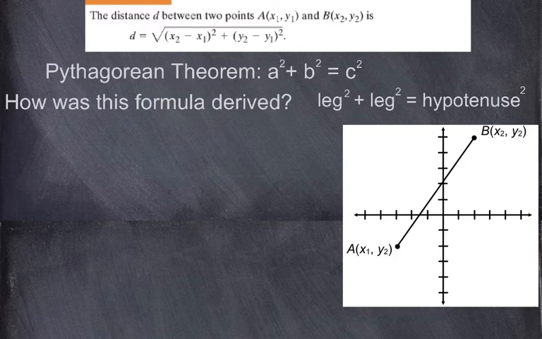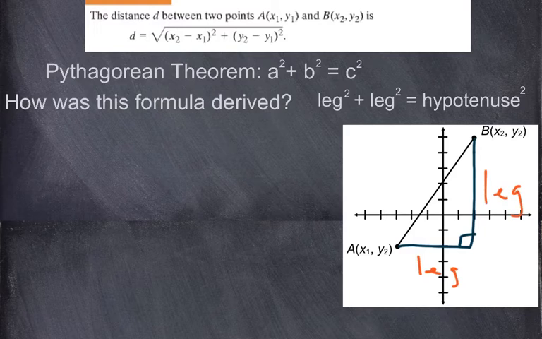Now, what that actually is on the graph is that I can create here a right triangle. A right triangle is a triangle that has a right angle, 90 degrees. The two sides that make up the right angle are called legs. And the longest side opposite that is called the hypotenuse. Okay? So here we have our formula, again: the square root of x2 minus x1 squared plus y2 minus y1 squared.